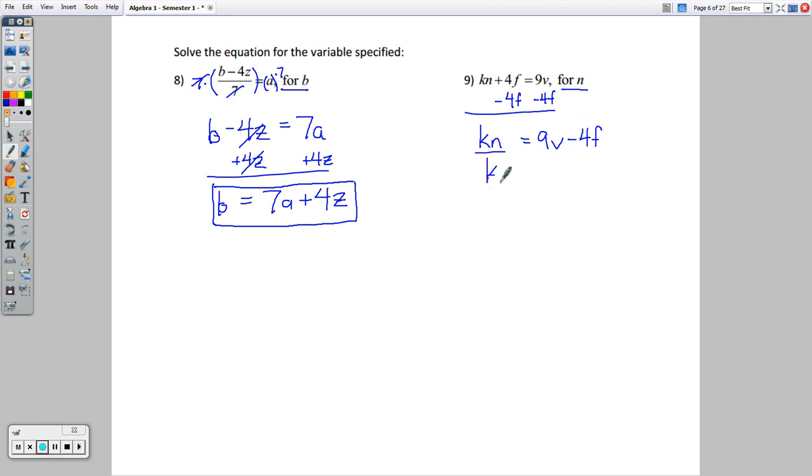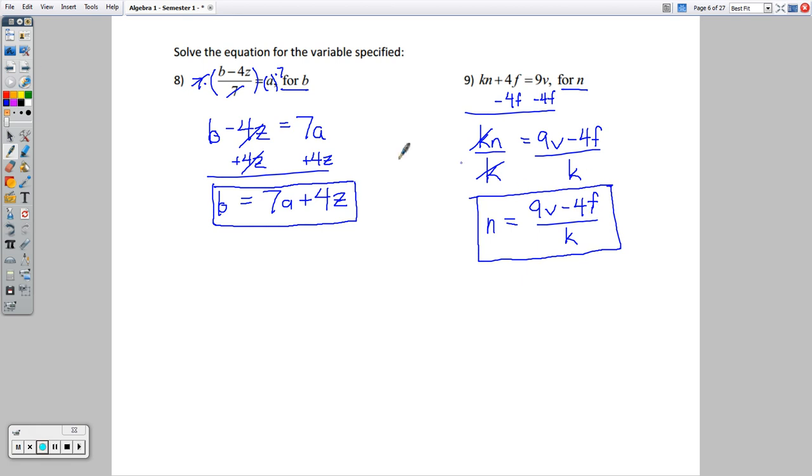And then here we want to get n by itself, so divide this side by k. If you divide the left side by k, you have to divide the right side, everything there as well, by k. And so that's it. 9v minus 4f over k. That's what n equals. That's it. That's your final answer on that one.